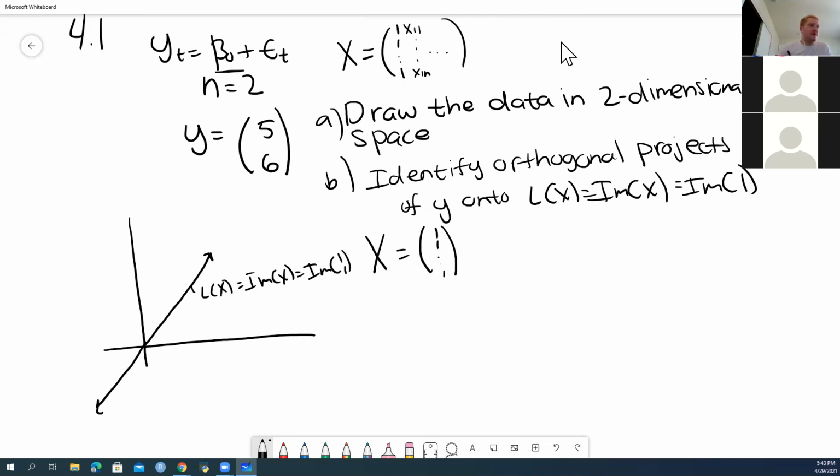This is really like the line x equals y. You can also think of it as 1, 1. And then we have y, which I'll draw in blue, which is going to be 5, 6. I won't draw it specifically.